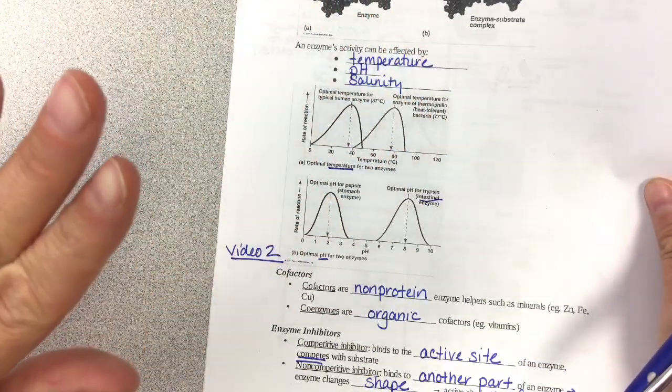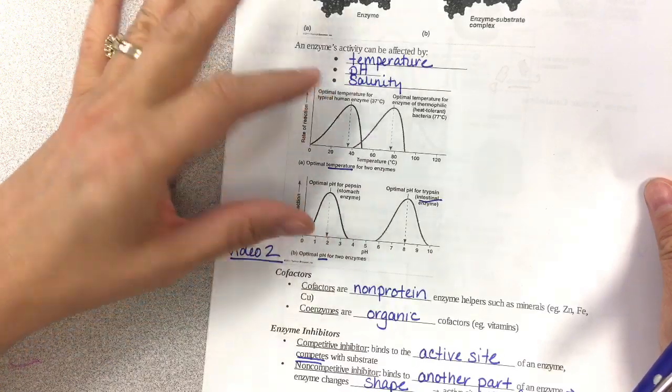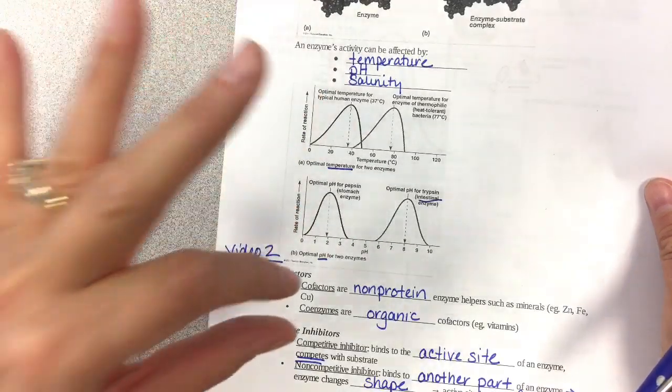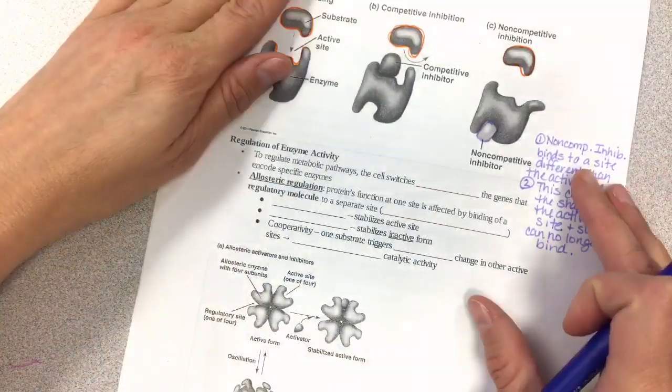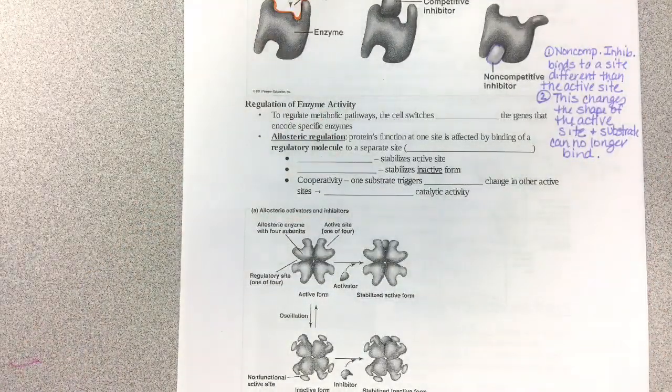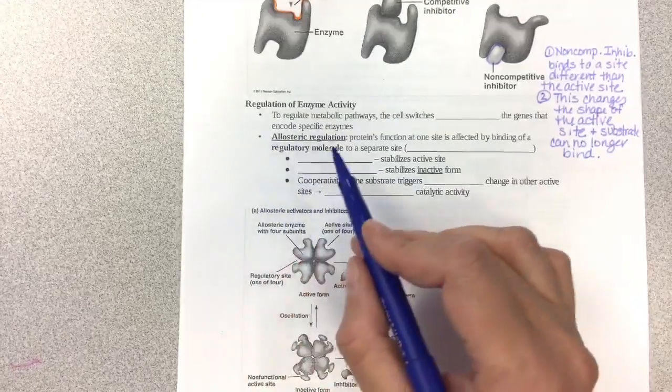Is important for enzymes and can regulate whether or not the enzyme is going to work properly: cofactors and coenzymes, and whether or not there's the presence of an inhibitor. And so one other thing, and this is the last part of the chapter that we need to talk about, is how enzymes are regulated.